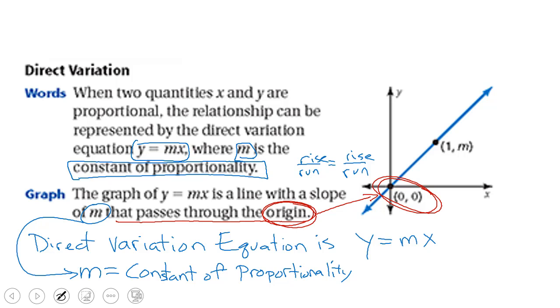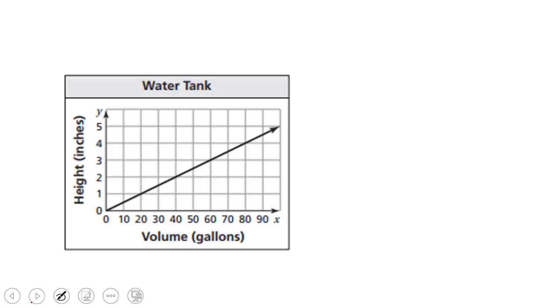All right? So, ladies and gentlemen, go ahead and put your pens, pencils, everything down. If you want to pause this video later and write anything down, you certainly can. But let's take a look at a real-life graph of a proportional relationship and understand some things that are going on here. This is the graph of a water tank. On the y-axis we have the height in inches, and on the x-axis we have the volume in gallons. The first thing you can notice about this graph is that it does, in fact, go right through the origin.